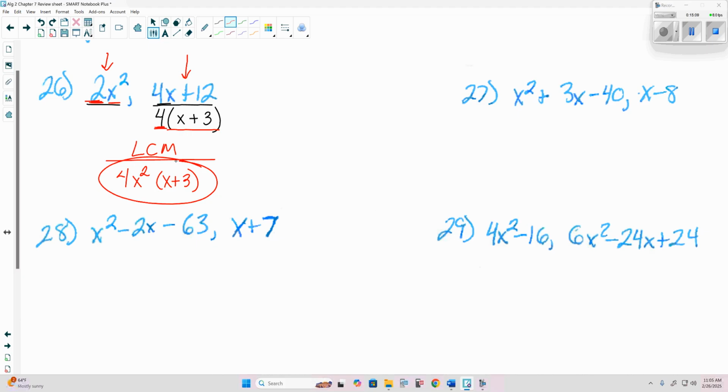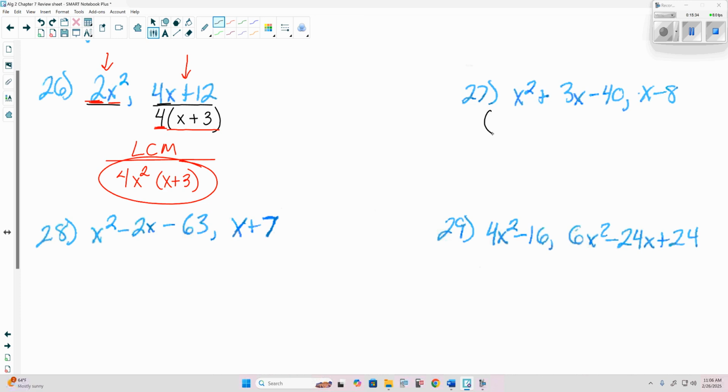Is with our 2x squared, we need to multiply by 2 and x plus 3. Our 4 times x plus 3, we just need to multiply it by x squared, and they are the same. Least common multiple is going to be equal to or bigger. So 2 has to come up to 4. 4 stays where it's at. 27, x squared plus 3x minus 40.